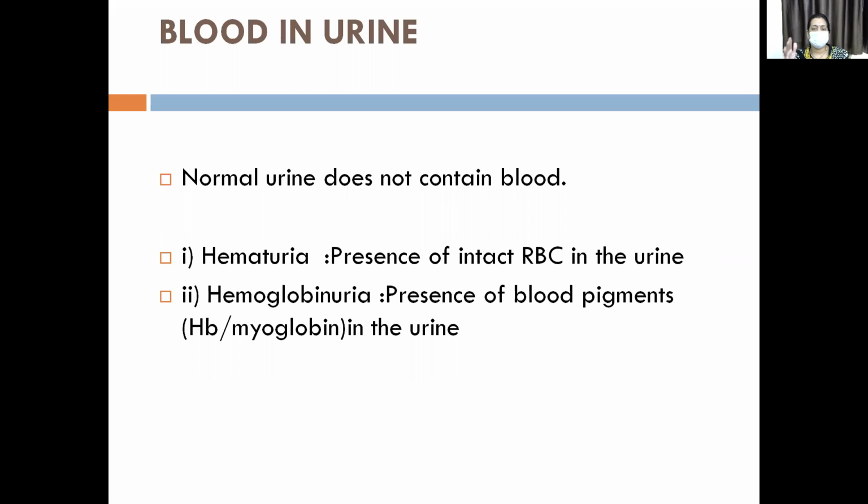Blood in the urine. For anything, you have to know why it is there, what kind of test we are doing, what the principle is, and what the other tests are. So this is the procedure, obviously. This is normal urine. Does it contain blood? No. Whenever there is blood in urine, it is usually reddish or pink in color. Hematuria means intact RBCs. Hemoglobinuria means presence of blood pigments, that is hemoglobin or myoglobin.